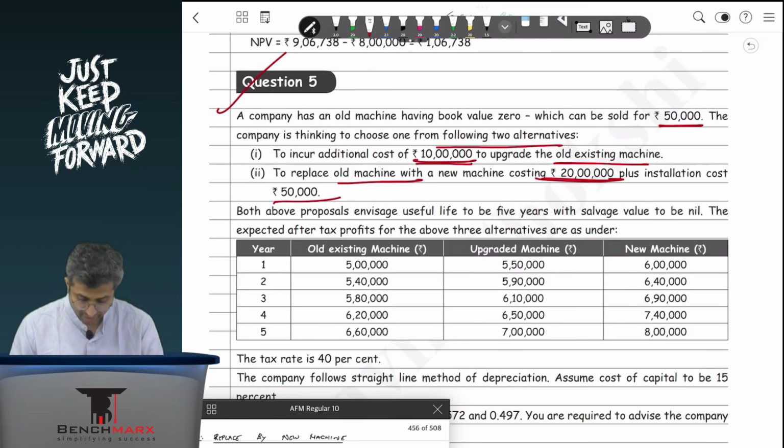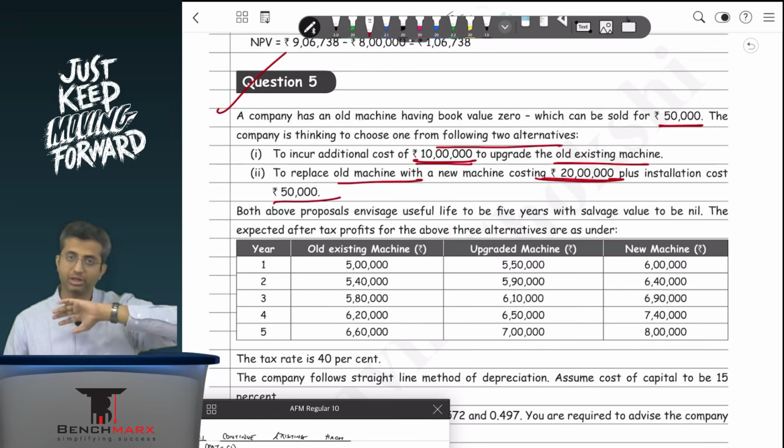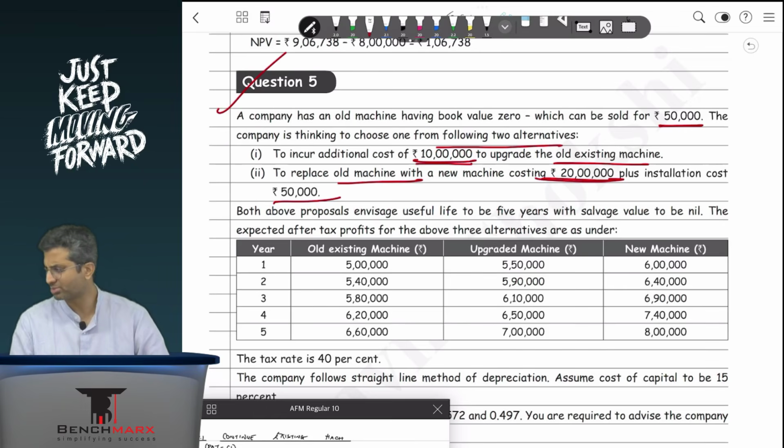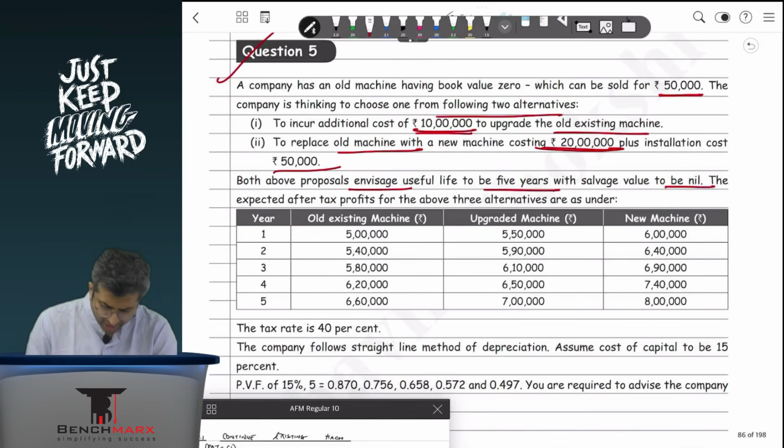So now when we go to see over here, there's an option, you are running an old machine, there's an option that you continue running the old machine, or you upgrade it by spending 10 lakh rupees, or you discard the old machine and take a new machine by spending 20 lakhs plus 50, that is 20 lakh 50,000. The above proposals envisage useful life to be 5 years, salvage value to be nil. The expected, look at what is given, after tax profits for the 3 alternatives are as under.